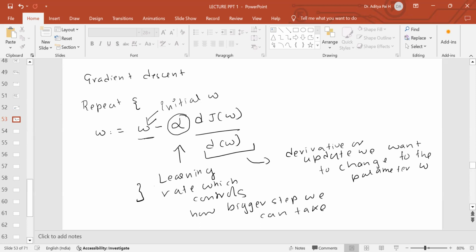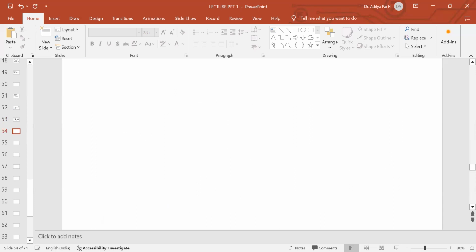It's a repeated function. So while writing in the code, we write it as W minus alpha dW. We don't write it in this way, we write alpha dW instead. So how does it work?